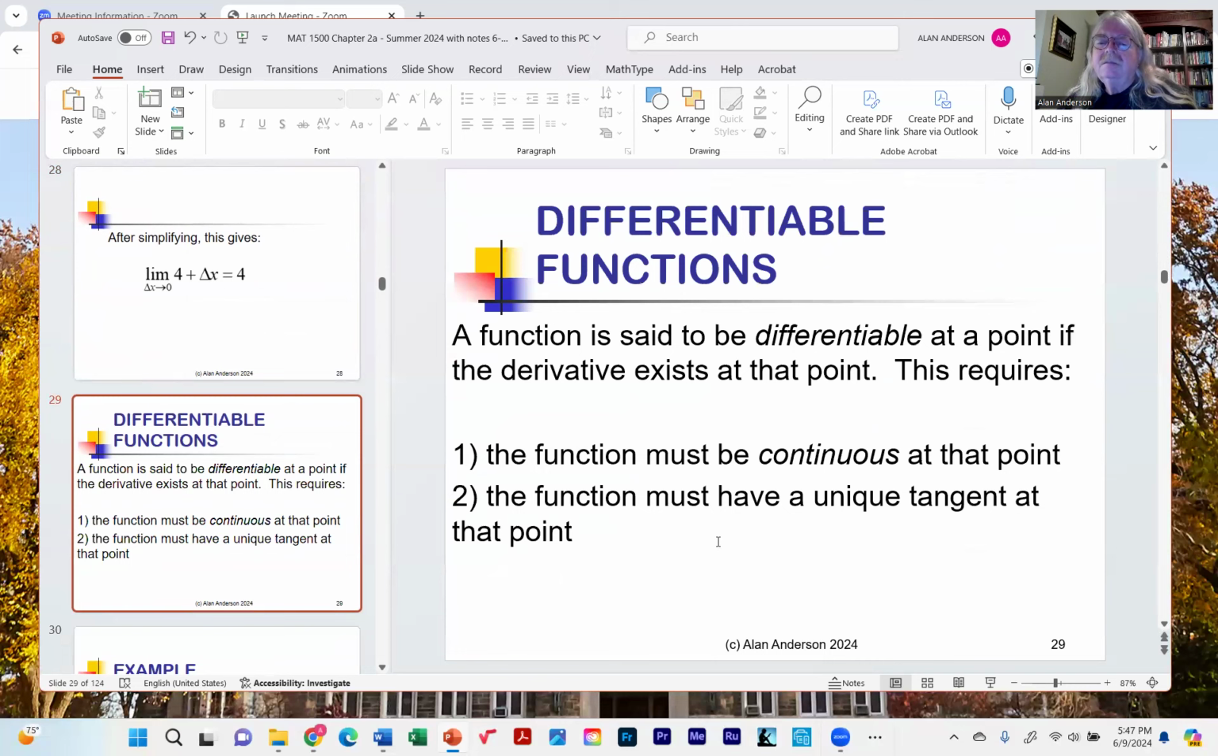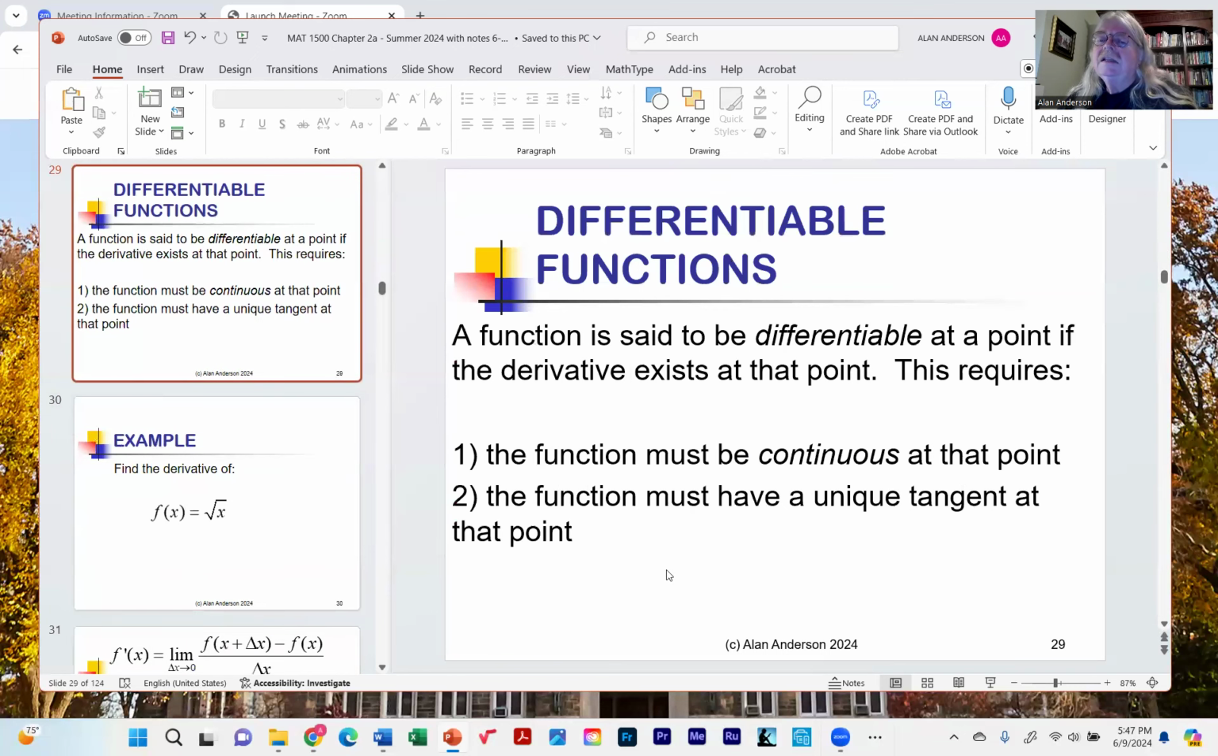Now, here's some important definitions. A function is said to be differentiable at a given point if the derivative exists at that point. Now that implies two things are true. First, the function must be continuous at that point. And secondly, there must be a unique tangent at that point.